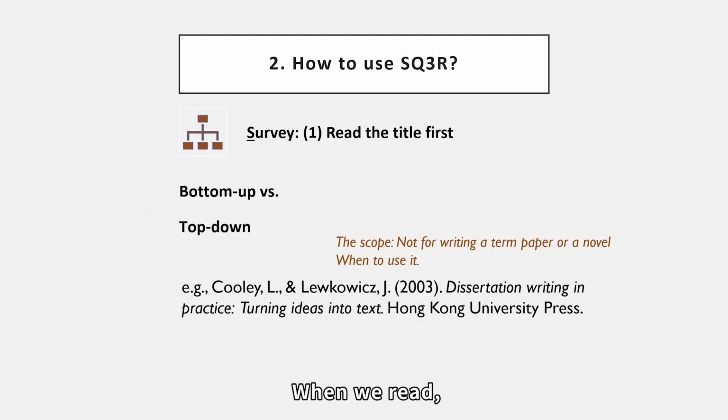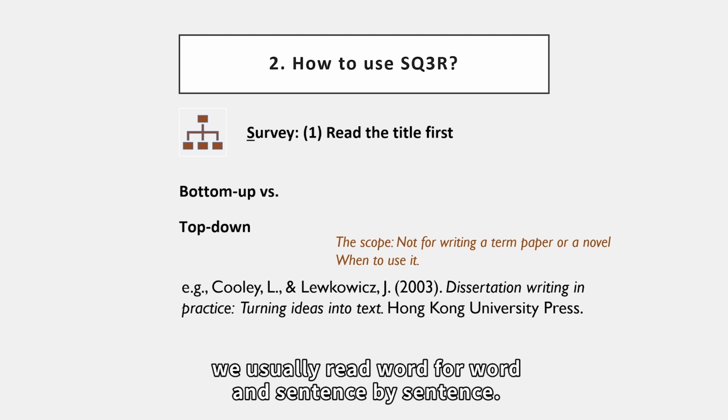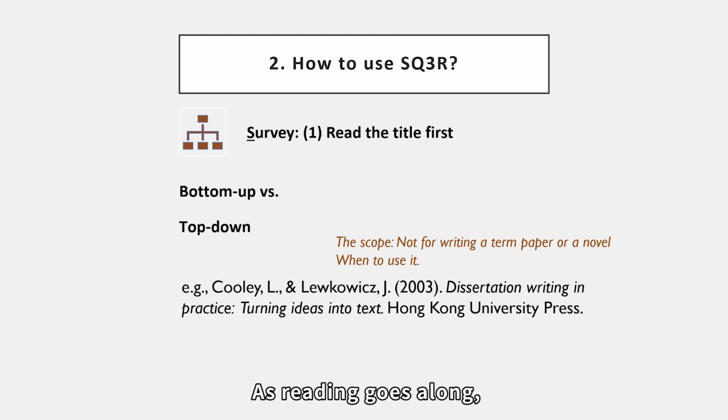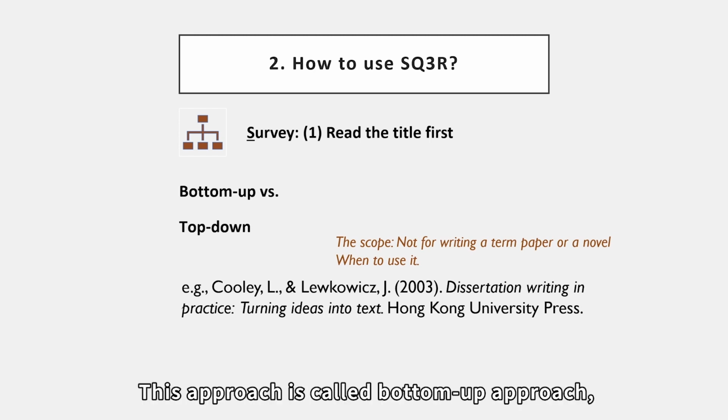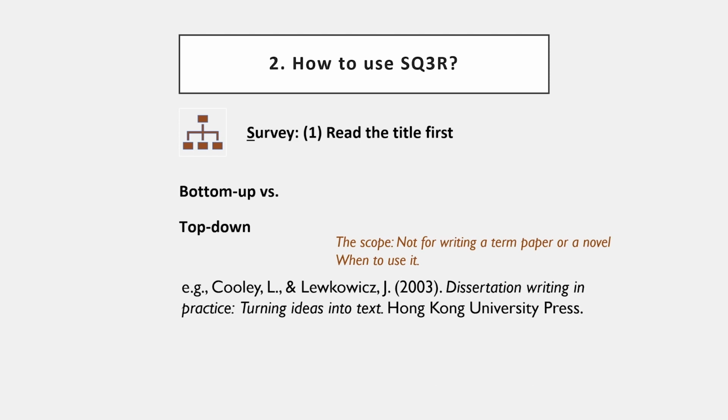When we read, we usually read word for word and sentence by sentence. As reading goes along, we gradually know what the text we are reading is about. This approach is called bottom-up approach, that is reading from words up.